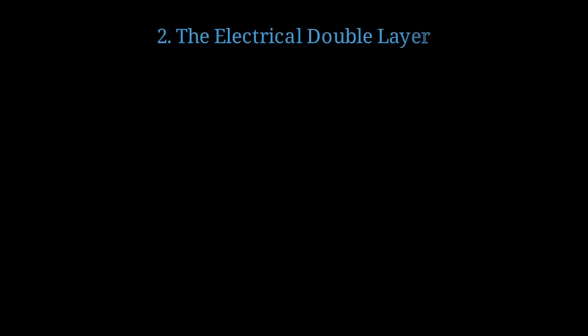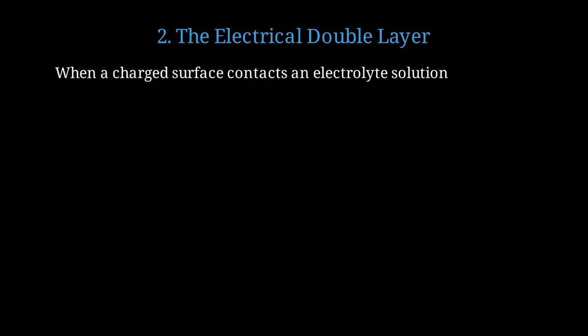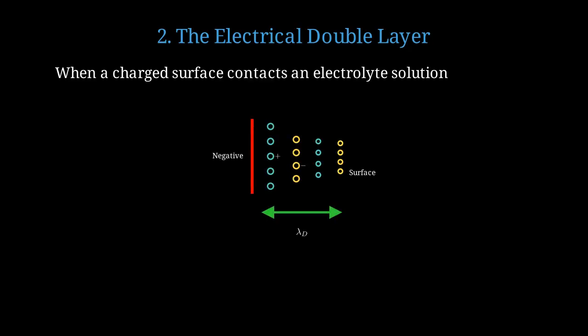Now let's understand a crucial concept: the electrical double layer. When a charged surface comes into contact with a solution containing ions, something interesting happens. Counterions of opposite charge are attracted to the surface, forming a layer. This creates what we call the electrical double layer, with a characteristic thickness called the Debye length.